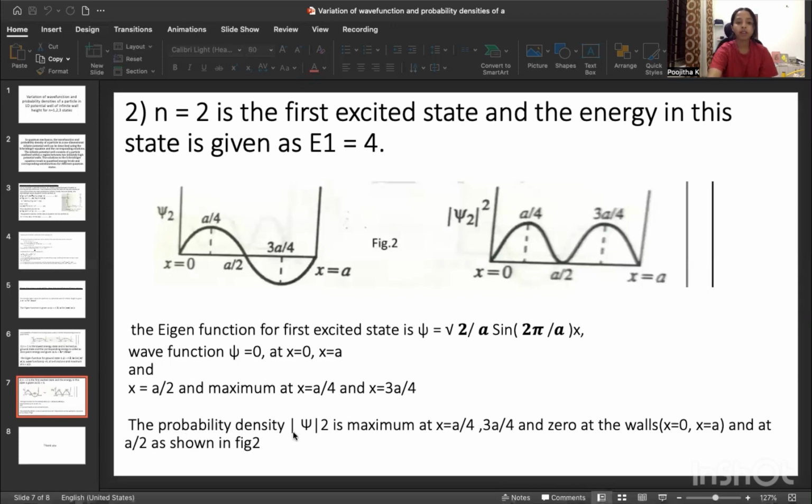The probability density of psi is maximum at x is equal to a by 4 and 3a by 4 and 0 at the walls. That is x is equal to 0 and x is equal to a, and at a by 2 as shown in the figure.